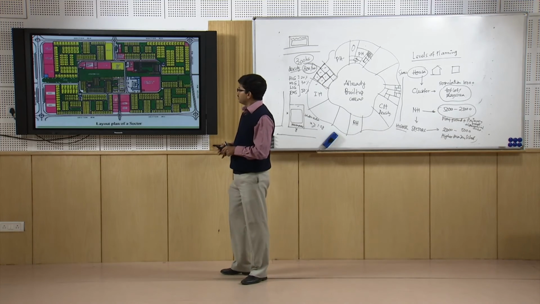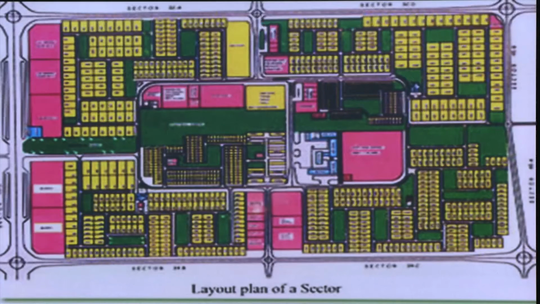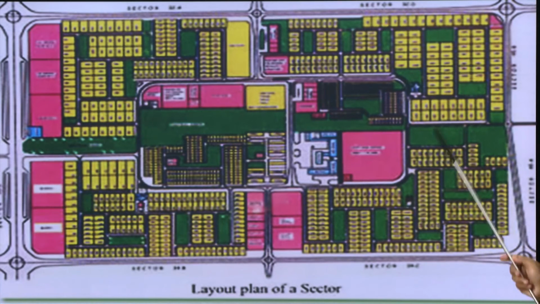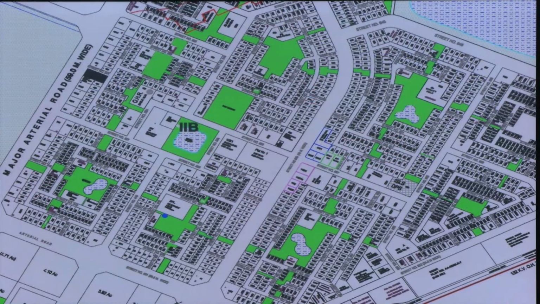In this example you can see that 4 neighborhoods are there. These are 4 neighborhoods having common facilities here, and you can see the plots, how the intricate detailing of the plots is done. Let us take the second example.